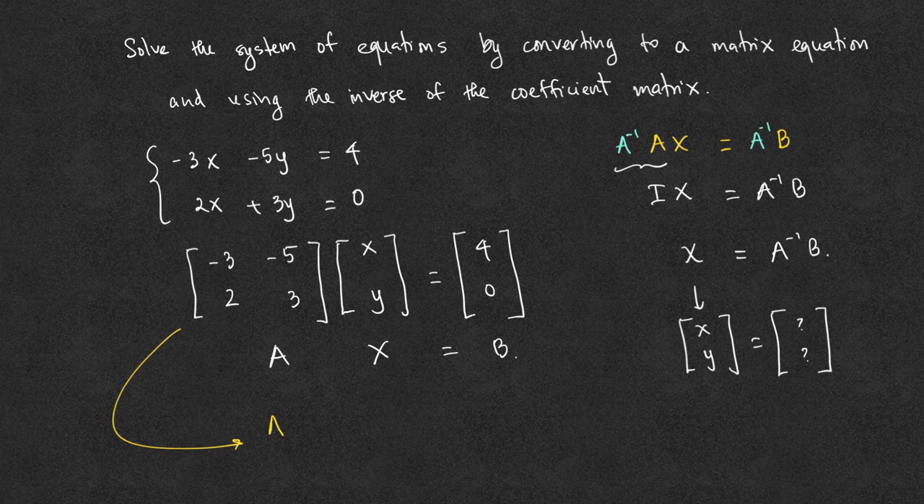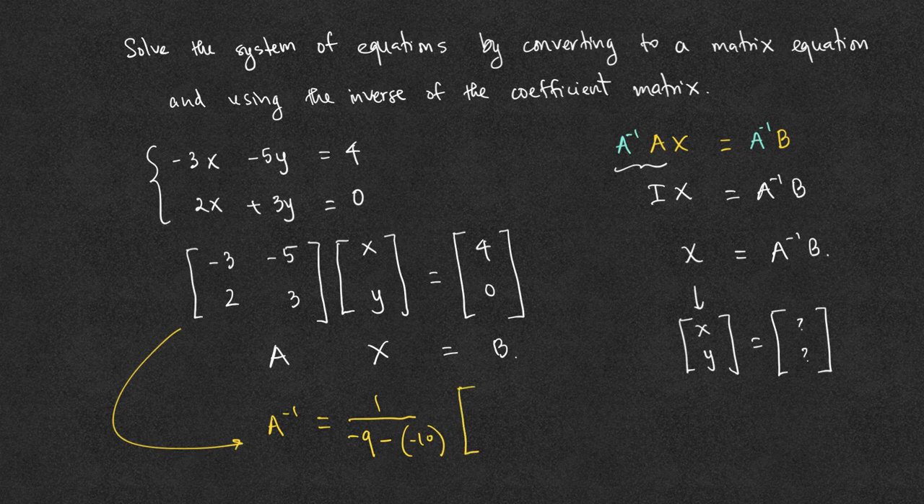The inverse of the coefficient matrix is 1 over AD minus BC, which is -3 times 3 minus -5 times 2. -3 times 3 is -9, minus -5 times 2 is -10.